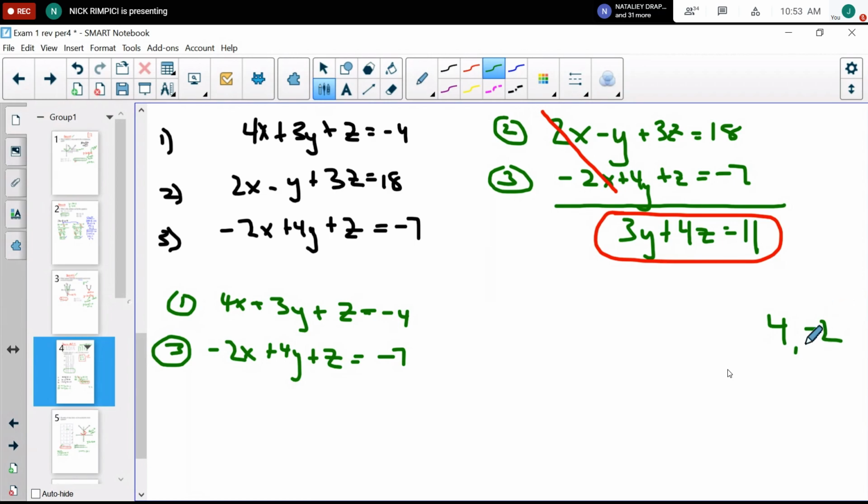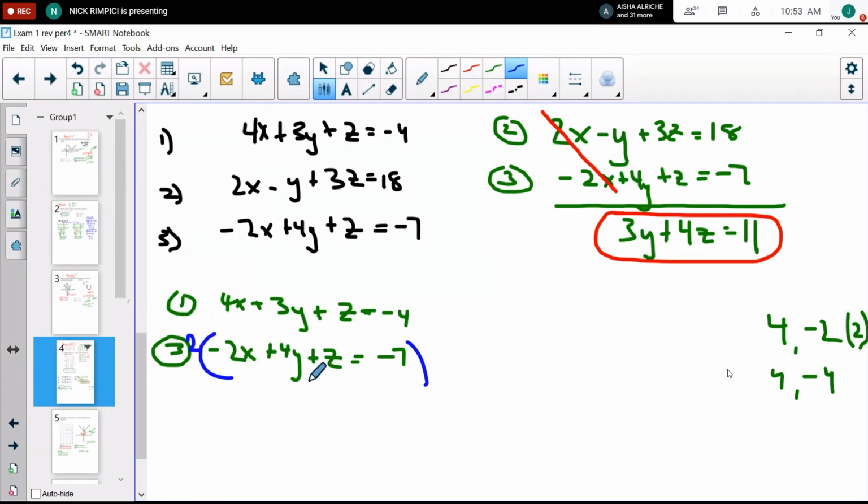So what can I do to negative 2 to make it so that these cancel out? Multiply by 2. Yeah, multiply by 2. If we multiply this one by 2, I'm going to have 4 and negative 4, which are going to cancel out. So I had to multiply the one with negative 2 in the x by 2. So I have to multiply this bottom one here by 2.